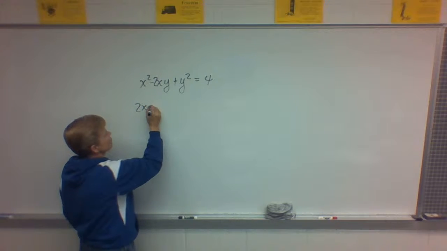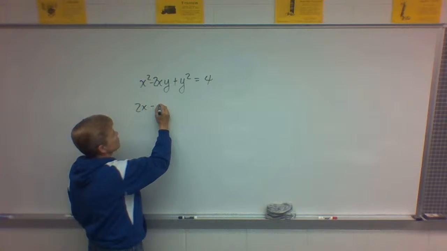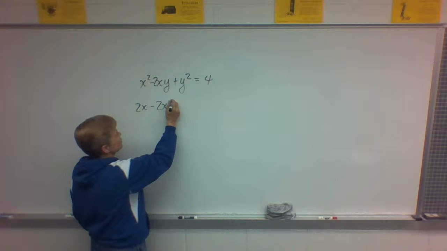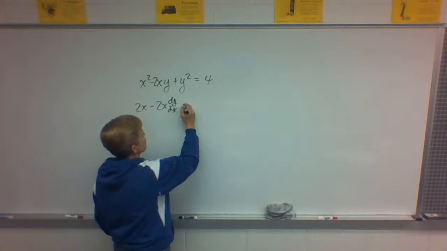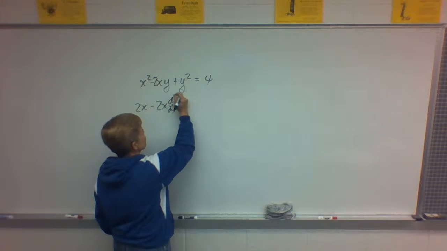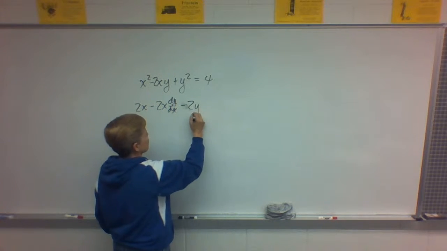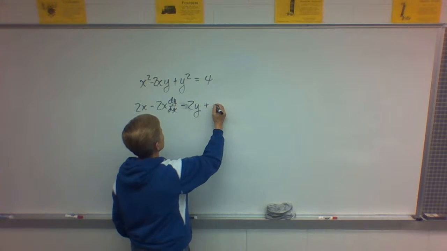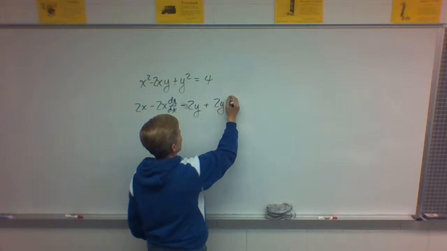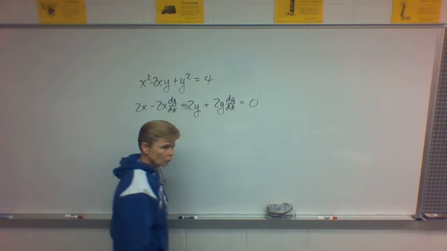2x minus. You want to not distribute, you want to hold it out, that's fine. Minus 2, the first times the derivative of the second, plus the second y times the derivative of the first. Negative 2. Is that okay? Plus 2y times the derivative equals 0. Don't forget that part right there.